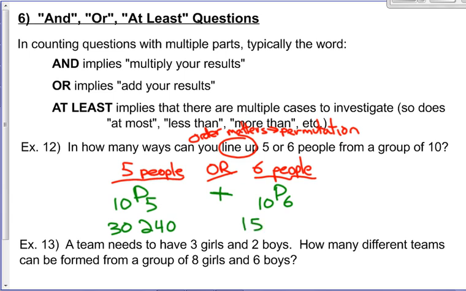10P6 is 151,200. And we need to add those two things together. So that's going to give us 181,440. And you can pause the video and try that yourself if you like.